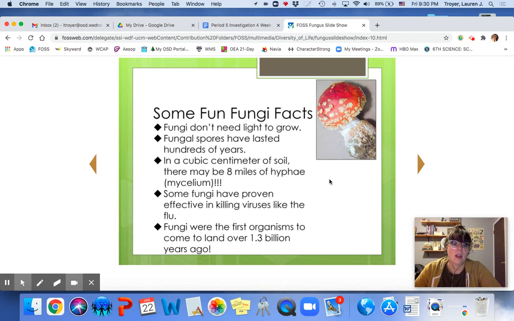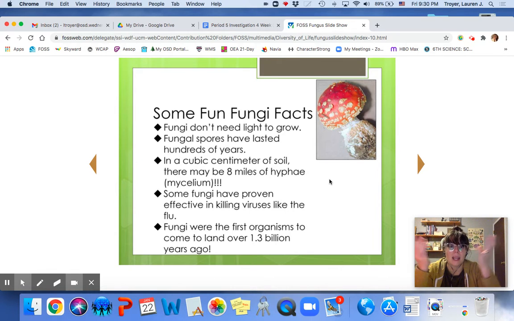Some fun fungi facts. Fungi don't need light to grow. Fungi are not the same as plants, people. Fungal spores have lasted hundreds of years. In a cubic centimeter of soil, there may be 8 miles of hyphae, mycelium. If I was going to walk 8 miles, it'd probably take me like 2.5 or 3 hours or more. I think it would take me a long time. 8 miles is a very long distance, but they're talking about a cubic centimeter of soil. How can it contain that much mycelium?